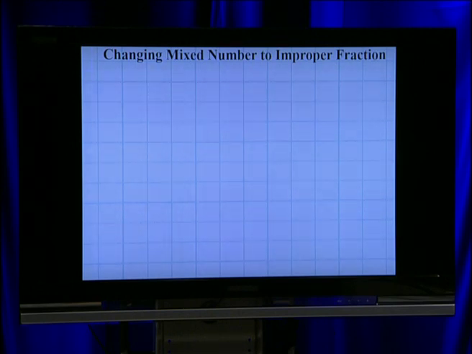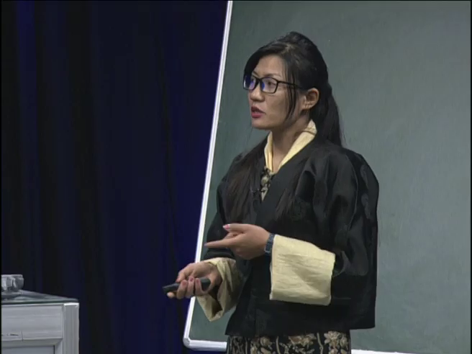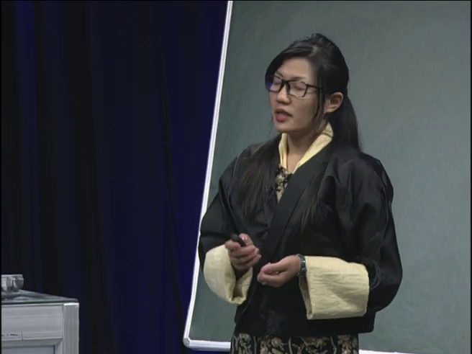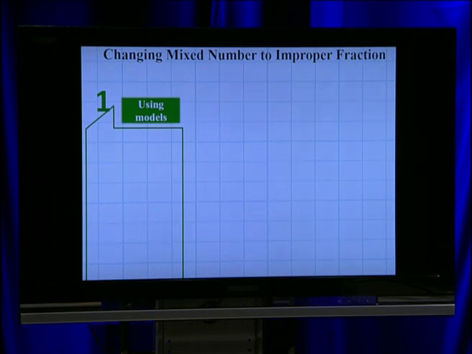Again, there are different ways to convert a mixed number to an improper fraction. So let us look at the first way, again using models. Now we have to represent 5 2/3 using models. We have 3/3 here, and as you know, 3/3 make one whole. And how many wholes do we have in this question?